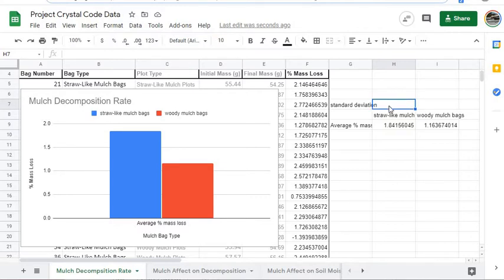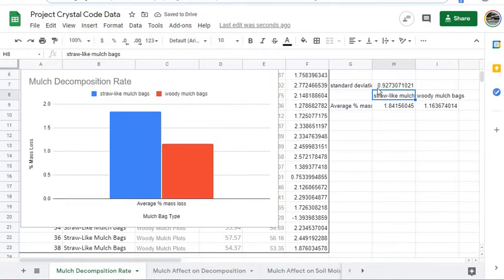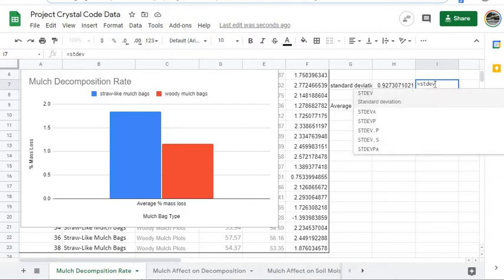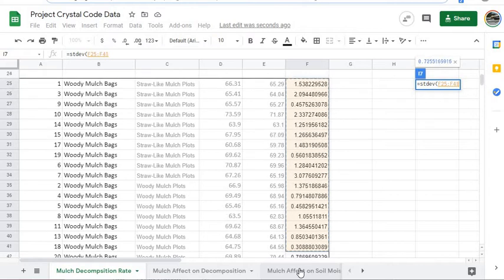And like average, it is a nice simple calculation in Google Sheets, just equals, and then stdev. And then parentheses, and I will select my data. So for straw-like mulch, I'm going to go down and drag and select all of them. All right, so that's our standard deviation. I'm going to go ahead and do the same thing for the woody mulch bags. Equals stdev. And then I'm going to select all of the measurements for the woody mulch bags.